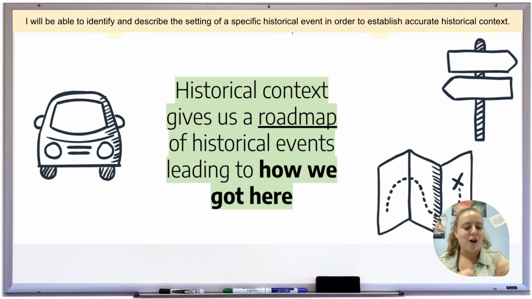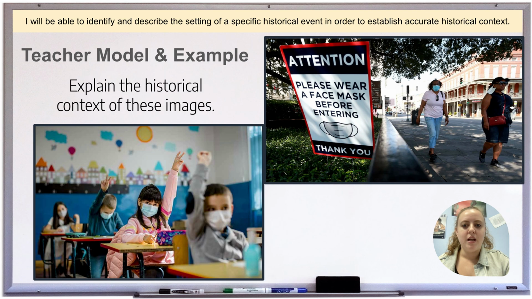If you're driving in your car and there are certain stops that you have to hit, historical context gives us that roadmap of historical events that figure out how did we get to this point, right? What's happened? Who's involved? Why did it happen? When did it happen? So that we can figure out what's going on with the situation in front of us, right? So I'm going to do a quick model for you.